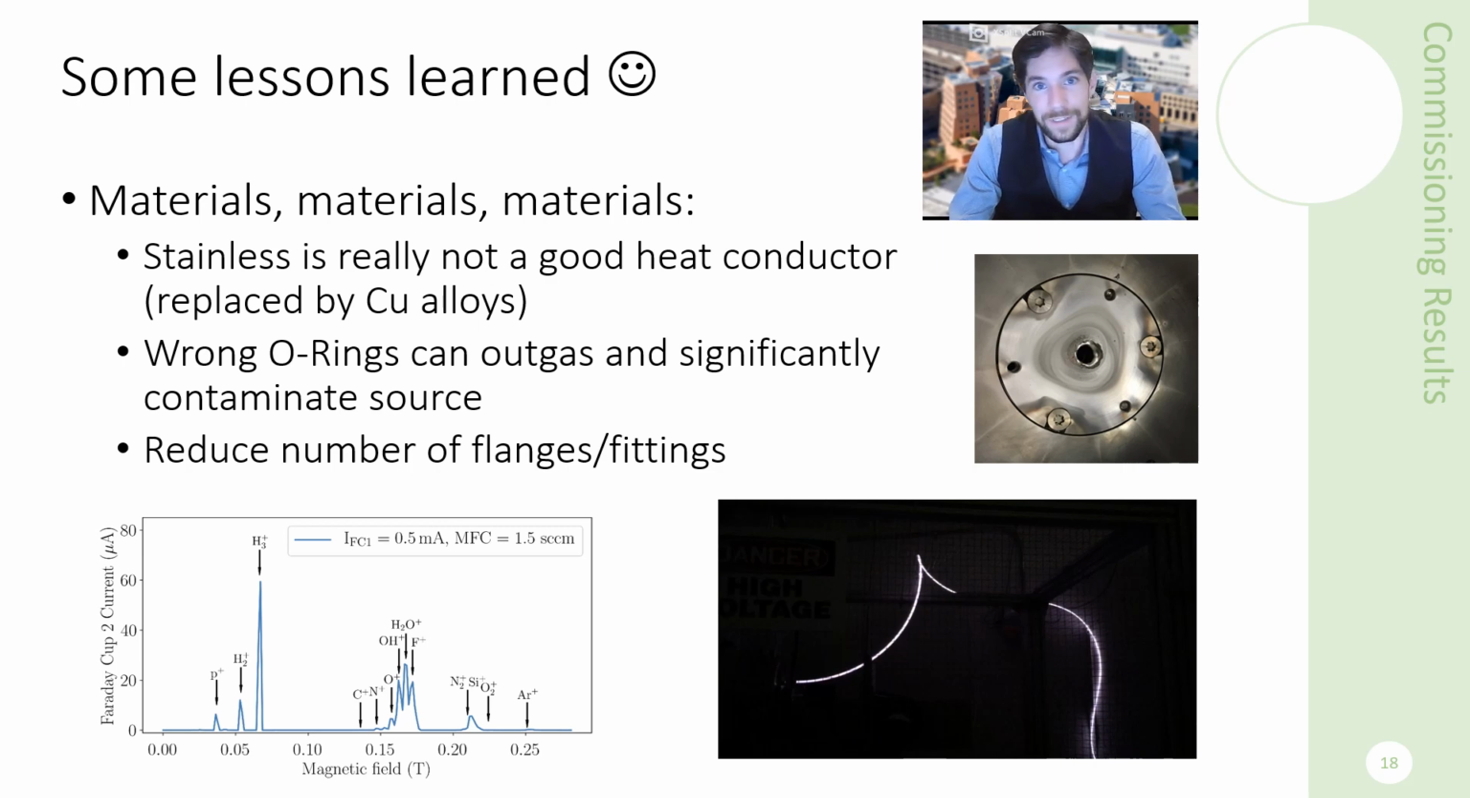Second, O-rings. Not all O-rings are the same. Some of them outgas quite a bit, and then they contaminate your source, as you can see on the bottom left. We have replaced all of our O-rings with Viton, which changed things quite drastically. We now have below 4% contaminants normally in our ion source runs, sometimes even as low as 1%. And then finally, just try to reduce the number of flanges, connections and fittings in your gas line and your ion source. I think this is just good general advice.